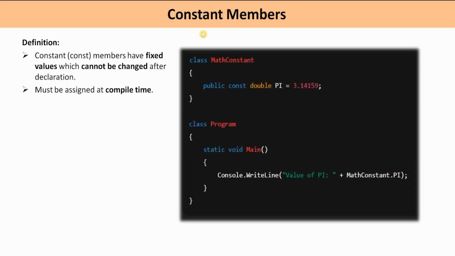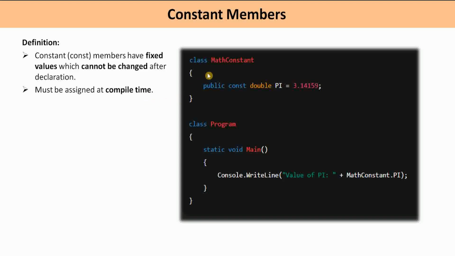Next we have constant members. So what are constant members? First we have to focus on the definition. Constant members have fixed values which cannot be changed after declaration. Constant values are values which we do not modify. If we initialize one time, we cannot change that value after the first initialization. It is the same throughout the whole program. It must be assigned at compile time, so we have to provide some values at compile time.